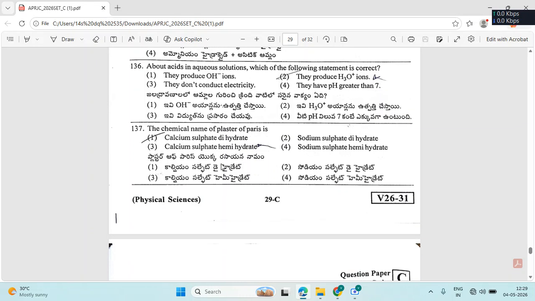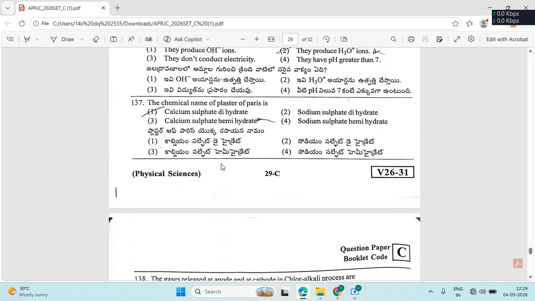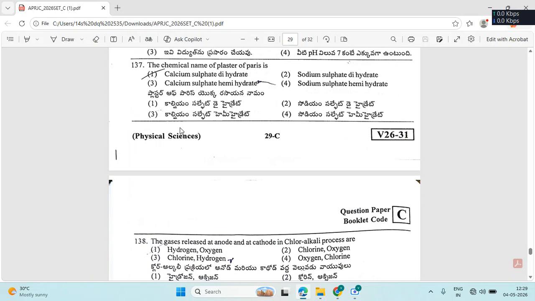The chemical name of plaster of Paris is: calcium sulfate dihydrate, sodium sulfate dihydrate, calcium sulfate hemihydrate, sodium sulfate hemihydrate. The correct option is third and the answer is calcium sulfate hemihydrate.